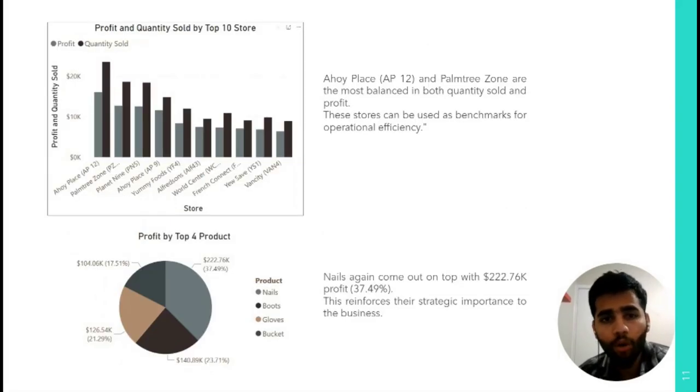Among the top 10 stores, Ahoy Place and Pantry Zone show both high profit and quantities sold. They are efficient both in operations and customer engagement.